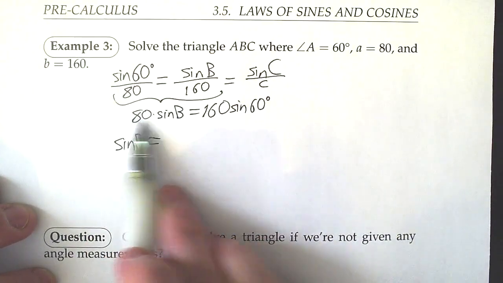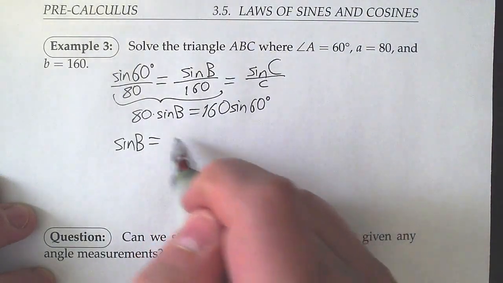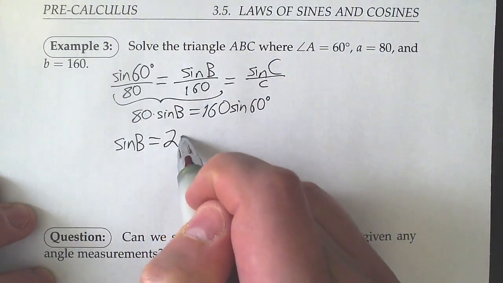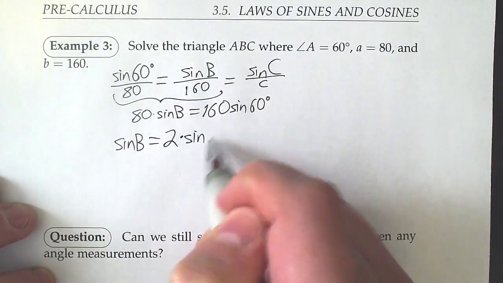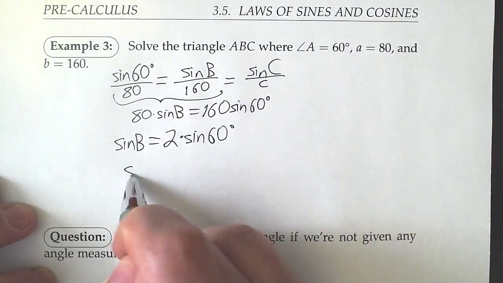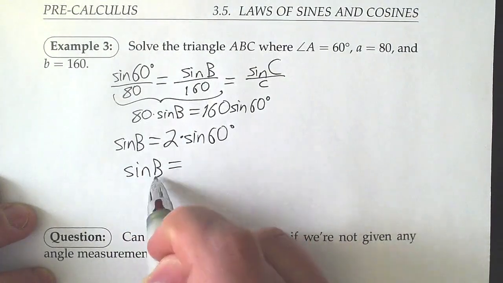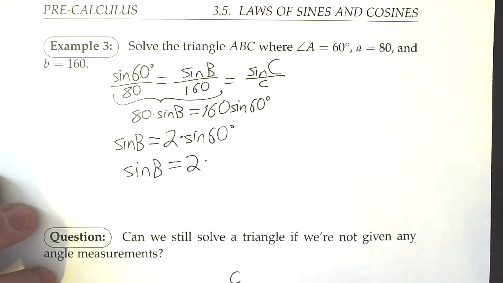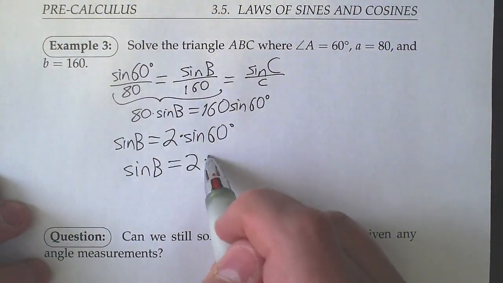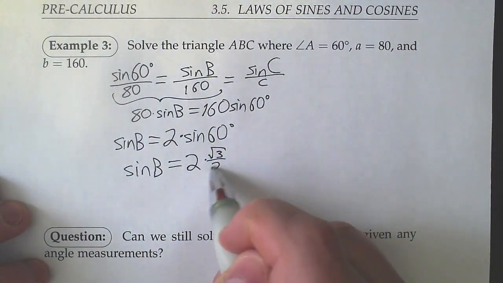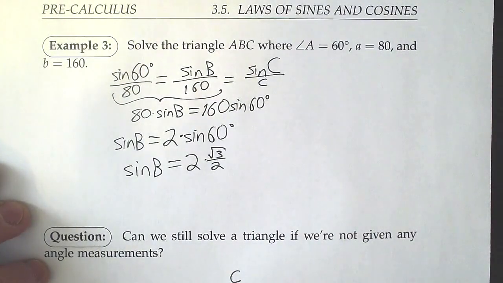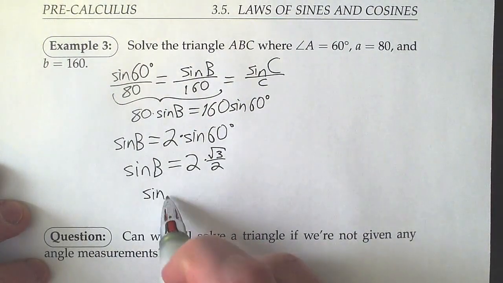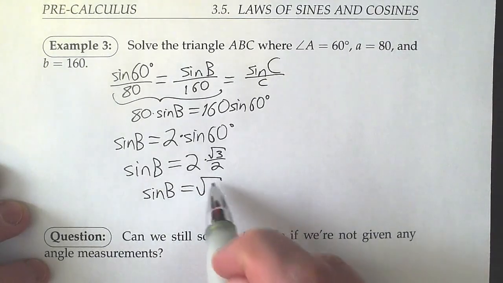So 160 over 80 is 2. So sine of b is 2 times sine 60. You can figure out what sine of 60 degrees is. You could think about the unit circle if you need to. That's square root of 3 over 2. So sine of b is the square root of 3.